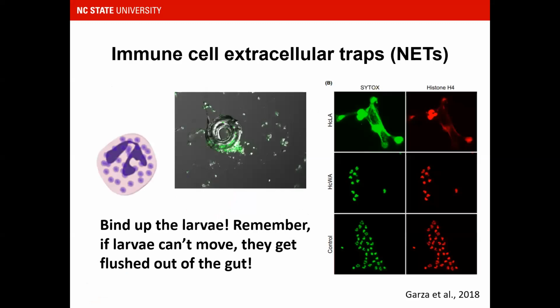So what are those cells doing? Those cells are actually able to release their DNA and form these structures called nets or extracellular traps. So those green lines are actually their stained DNA. They're able to release their DNA, the DNA binds up the larvae and prevents them from moving. It holds them tight. And remember what I said earlier, if the worms aren't able to swim and maintain their position, they're washed out of the gut. So these cells are binding up the larvae and preventing their movement.